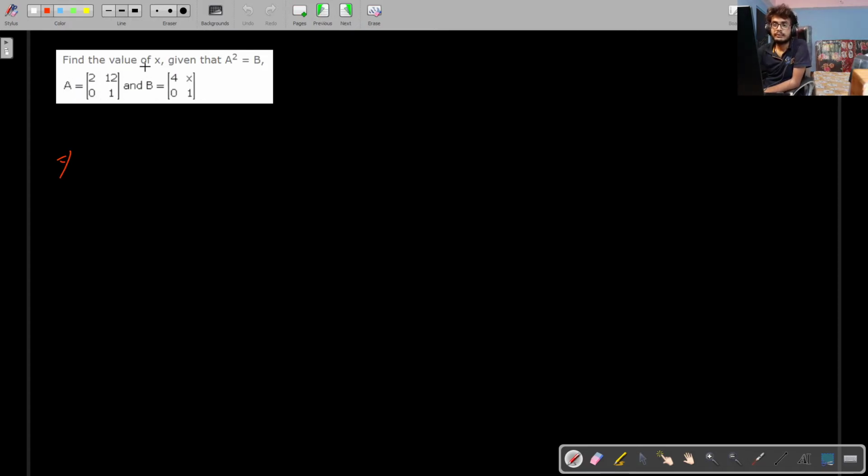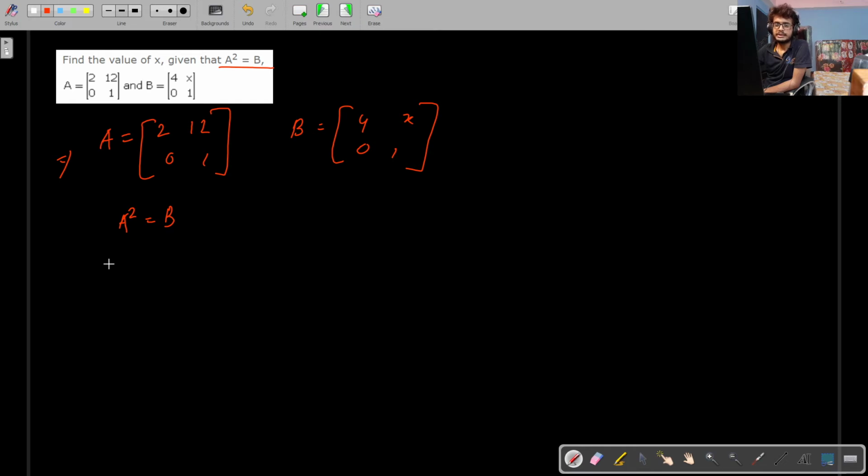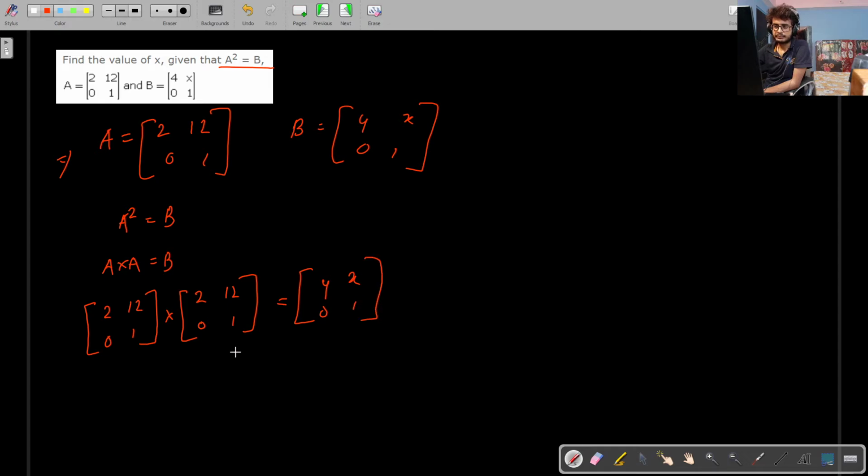So find the value of x given that A square equals B. We are given a matrix A that is 2, 12, 0, 1, and a matrix B which is 4, x, 0, 1, and we are told that A square equals B, which basically means A into A equals B. So what is A? A is 2, 0, 12, 1 into A again, 2, 0, 12, 1. This is equal to 4, 0, x, 1.